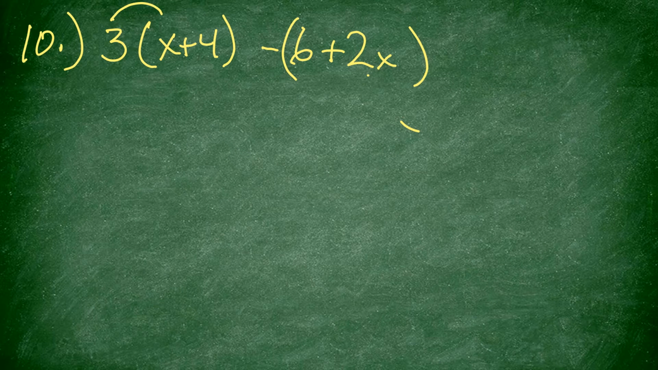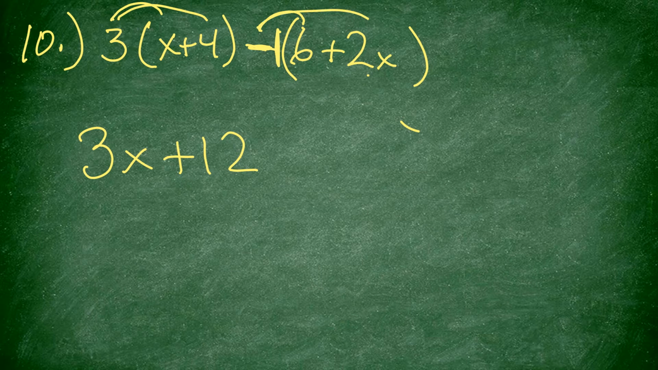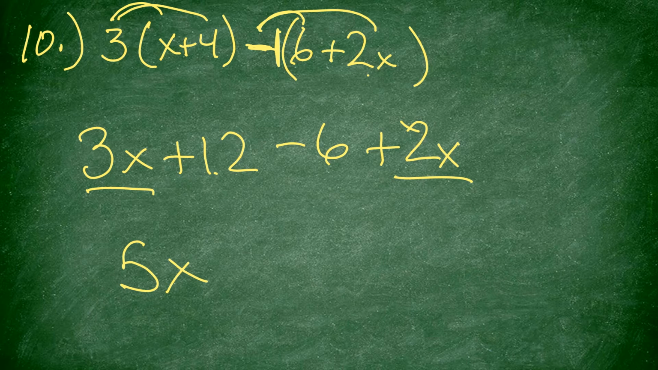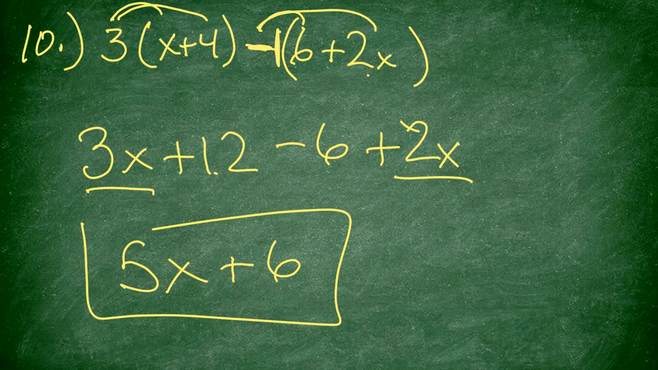So 3 is the pizza delivery guy. He's got to deliver pizza to X's house and 4's house. We get 3x plus 12. Now minus right here, you can think of it as the opposite of everything inside, or I like to think of it as a minus 1. So minus 1 goes to 6's house and 2x. So I end up with minus 6 plus 2x. Now it looks just like number 9, where I'm finding like terms. X's go with x's. The non-variables go with the non-variables, or the constants is another way we say that. 3x plus 2x is 5x. 12 minus 6 is 6. Final answer.